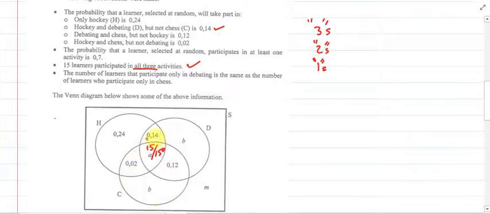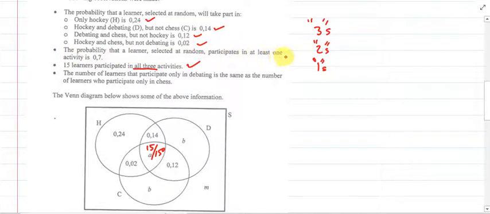Remove the chess part, in other words, remove the entire circle of C. 0.14 is already represented. This one and that one is already represented. Debating and chess but not hockey is 0.12. That information is already there. Hockey and chess but not debating is 0.02. This information is already there as well, right?